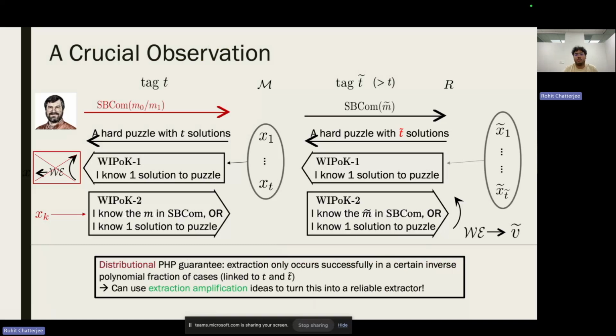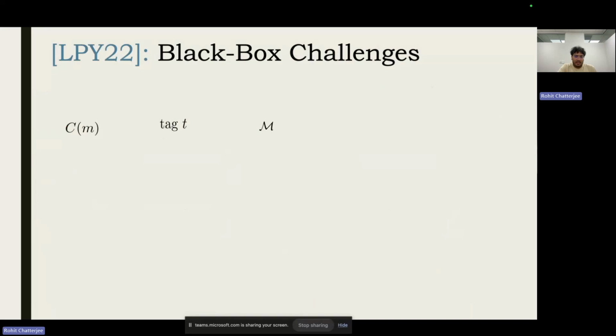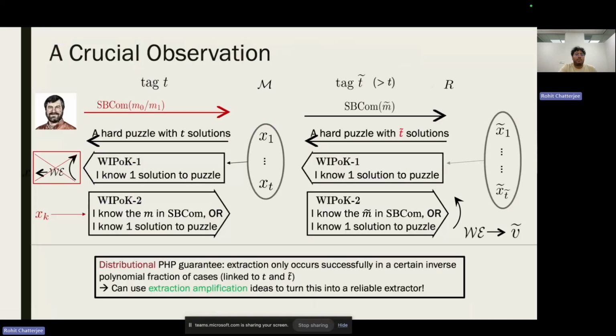That you can do, and I will have more to say about this later on. So this is how this basic template works. Now, why is this non-black box? It's non-black box because I am proving things about this puzzle solutions. So it's non-black box in the puzzle system I set up. So I have to get around that.